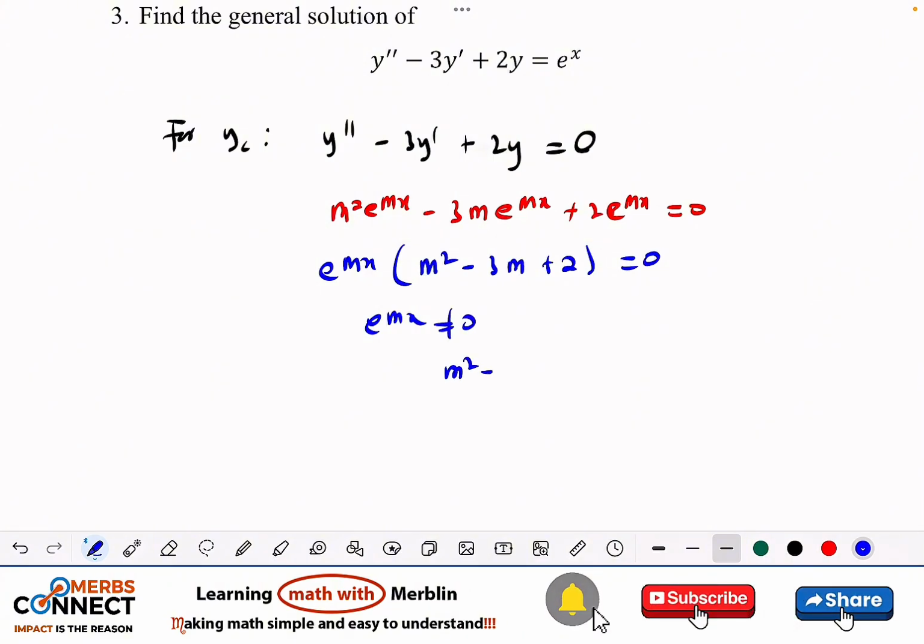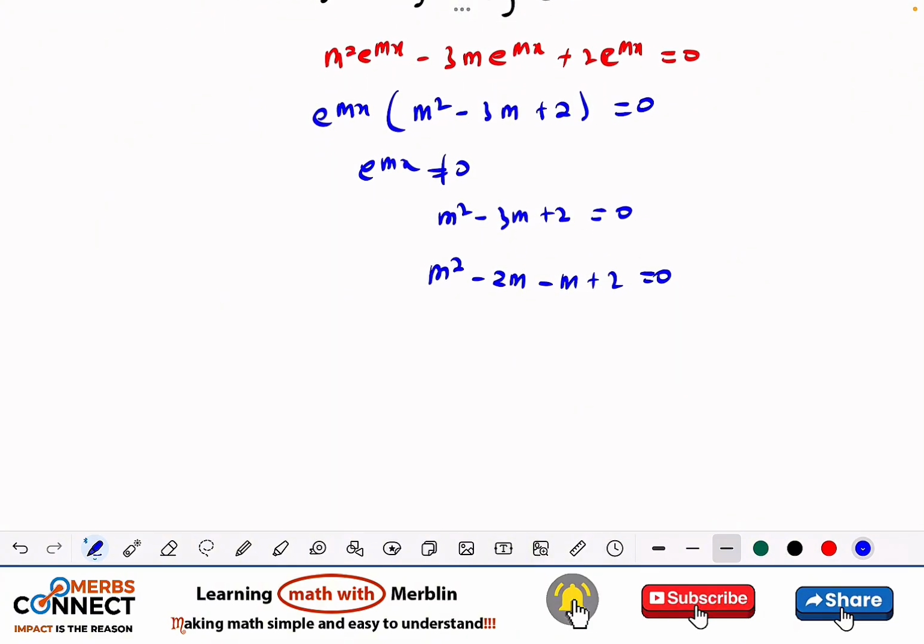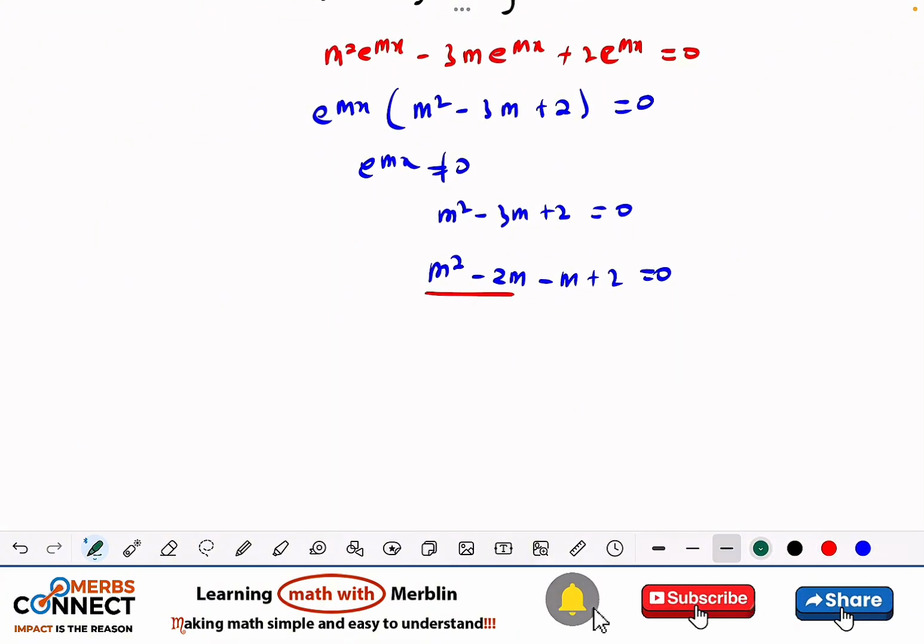m squared minus 3m plus 2 is equal to 0. And then here, can we do some factorization? Two numbers, okay, we can do that. So this is going to be (m minus 2)(m minus 1) is equal to 0. Good. So the one with the red and then the one with the green.